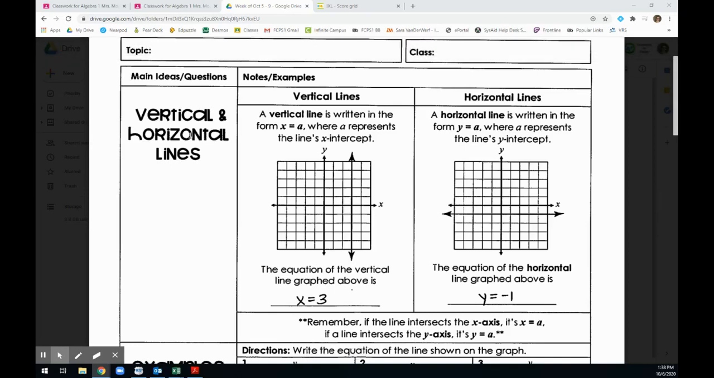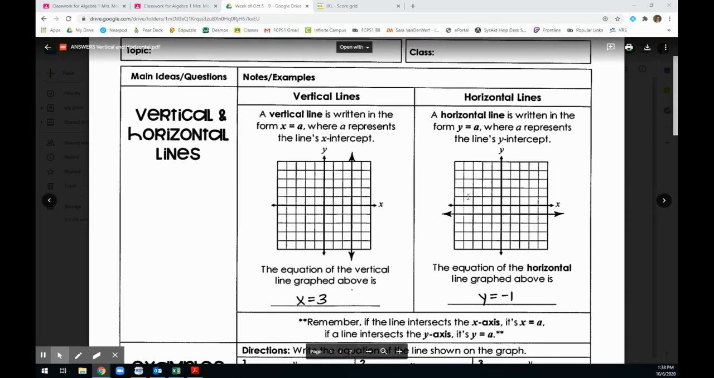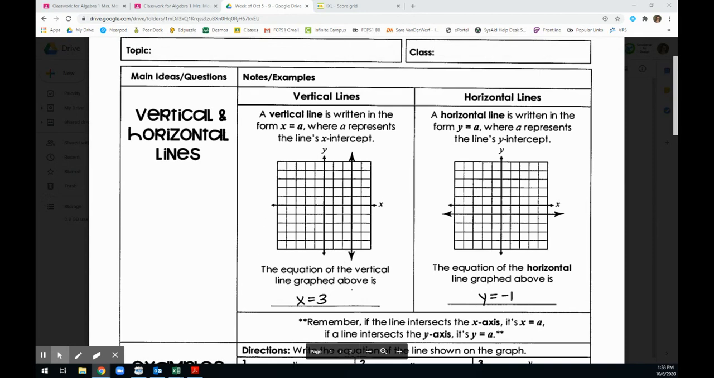Okay guys, quick look at these special cases of linear equations. These don't look like the standard y equals mx plus b, even though they are still straight lines when graphed. So I'm going to show you what happens here.